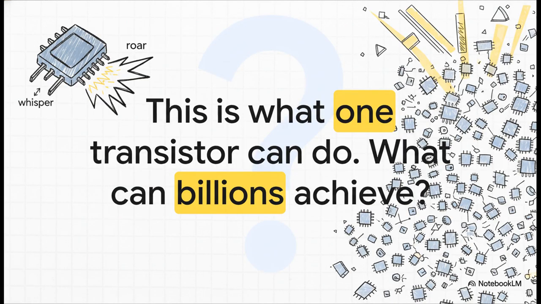So, we've seen how just a single transistor can take a whisper and start to turn it into a roar. Just think about this for a second. The processor in the very device you're watching this on right now, it contains not one, but billions of them. And that really leaves us with a final thought. If just one can do all this, what are the incredible, mind-blowing possibilities when you have billions of them all working together?